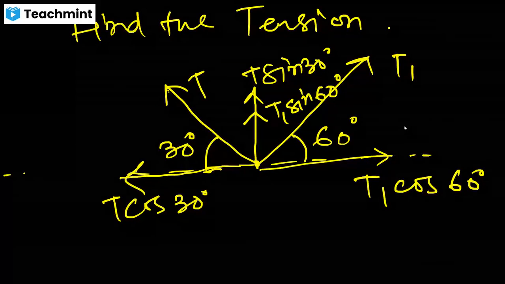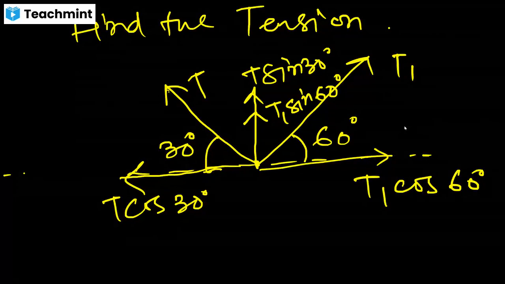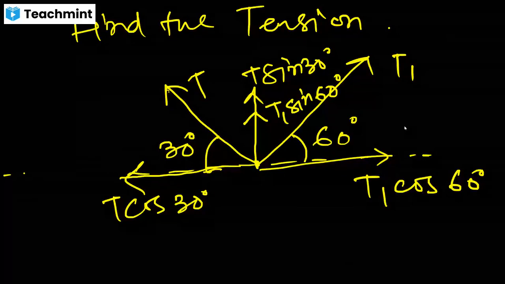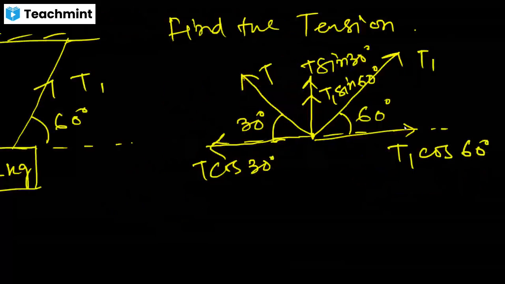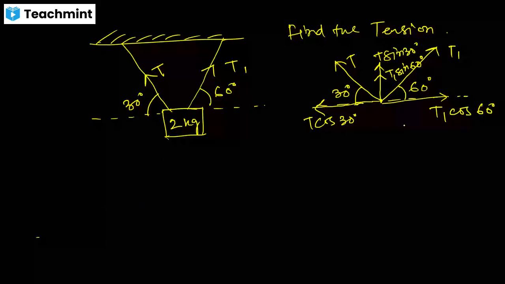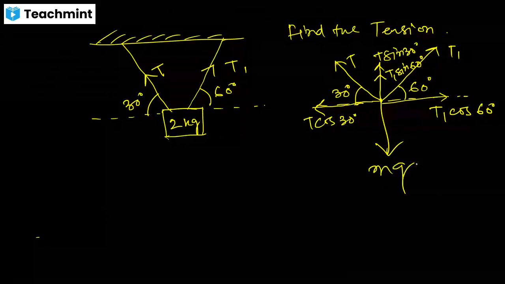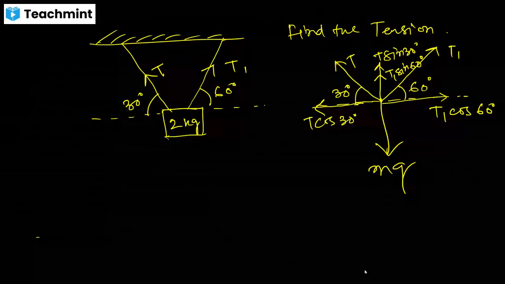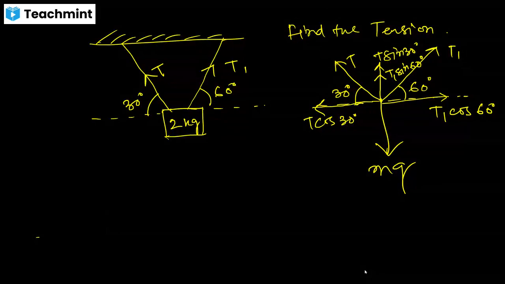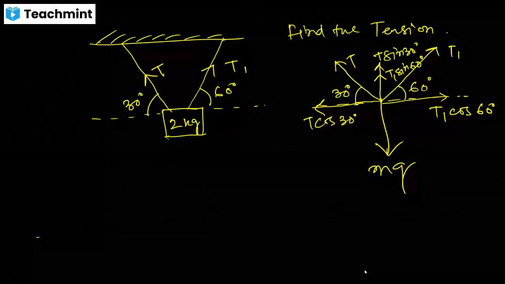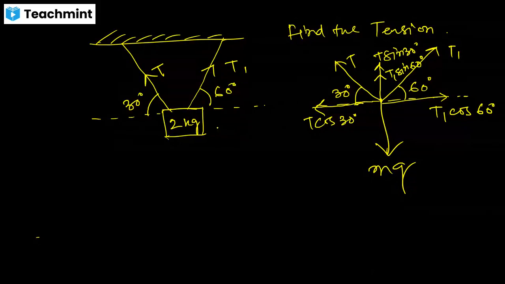Is this free body diagram clear, everyone? Now the weight of the object we have to consider. The weight is acting in the downward direction. This is m into g. If I consider the mass of the object as 2, I will substitute the value later.